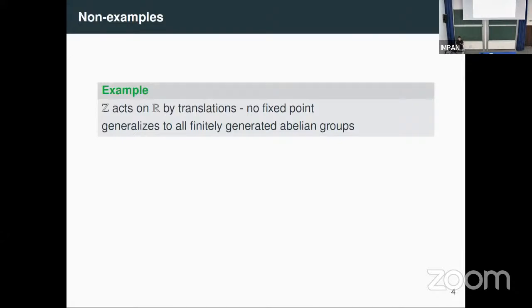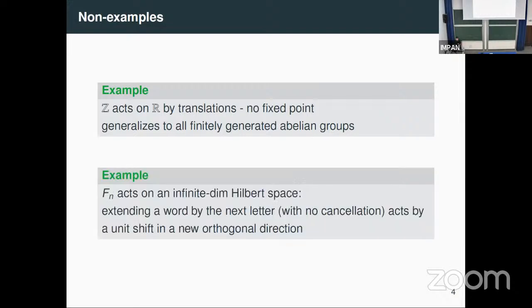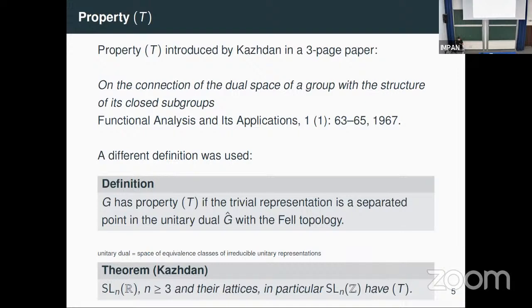The same works for all finitely generated abelian groups. Another example is that of the free group, which acts on an infinite dimensional Hilbert space, roughly speaking, in such a manner that whenever you extend a word by the next letter, you shift by one in the new direction. You have infinitely many of those, so there's no problem. Both of these do not have property T. This property was introduced by Kazhdan. I'll give some examples shortly.